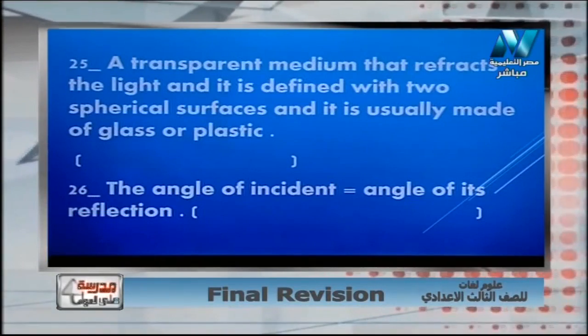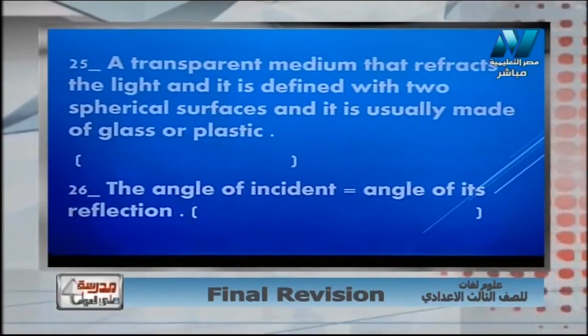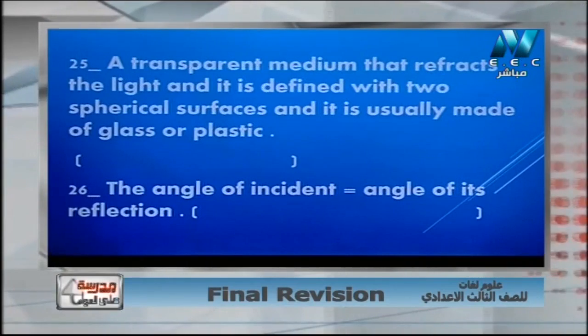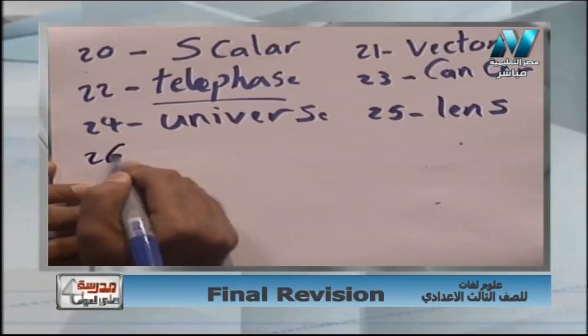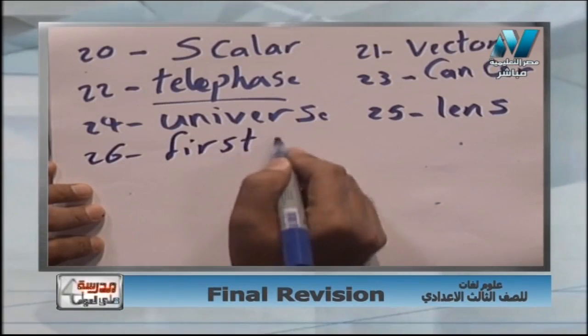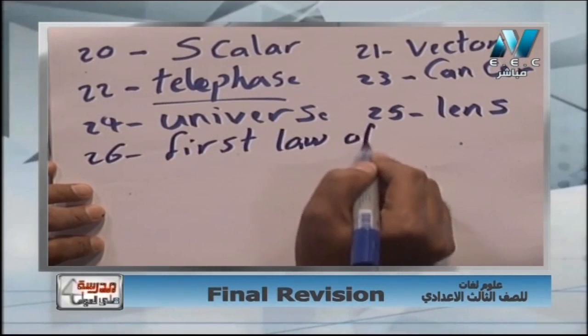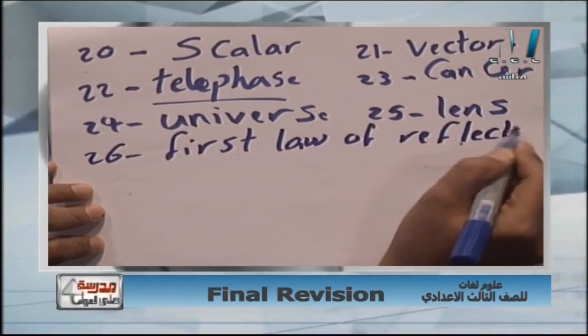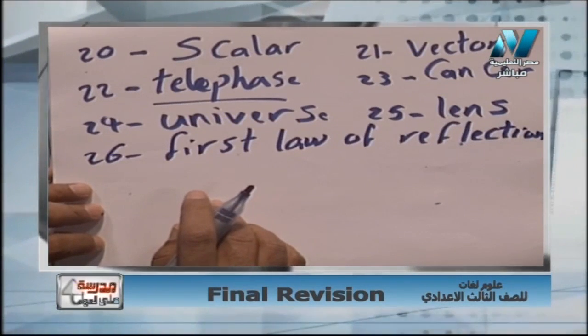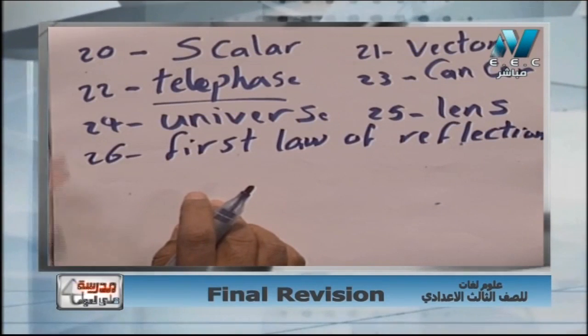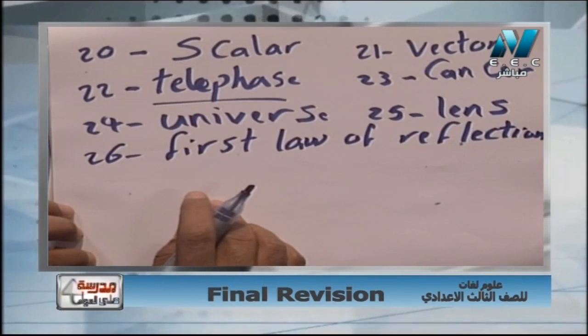Number 26. The angle of incidence equals the angle of reflection. So it is what? It is the first law of reflection. But if he asks about incident light ray, reflected light ray, and the normal all lie on one plane perpendicular to the reflecting surface, it is the second law of reflection. Okay, let's go to another question.